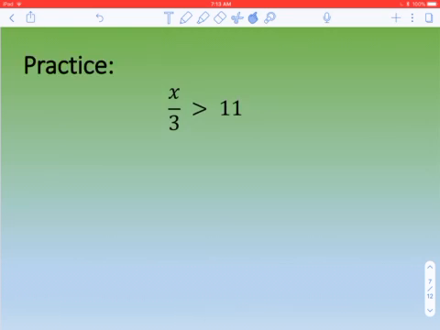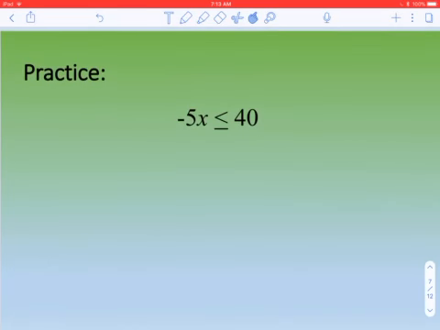Okay, so here's a practice problem for you to do. What are we multiplying times both sides of the equation? We're going to multiply both sides times 3. So I have x and I have 33. We multiplied by a positive, so this will stay a greater than.